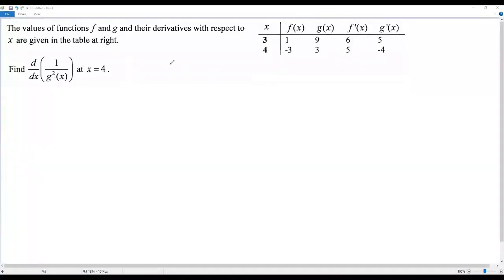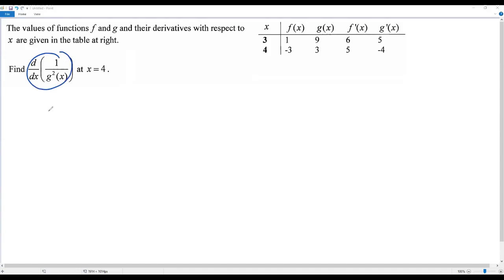Here we have an AP Calculus AB problem. Okay, let's go to the question. The values of functions f and g and their derivatives with respect to x are given in the table at right. Find the derivative of 1 over g squared of x at x equals 4. So we have to find the derivative of this at x equals 4.